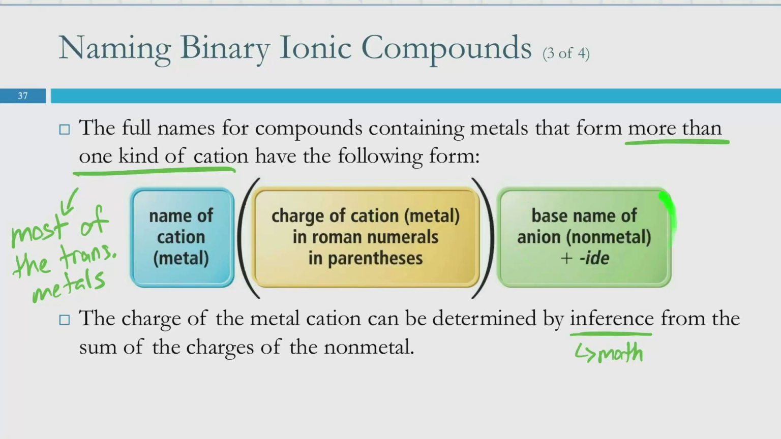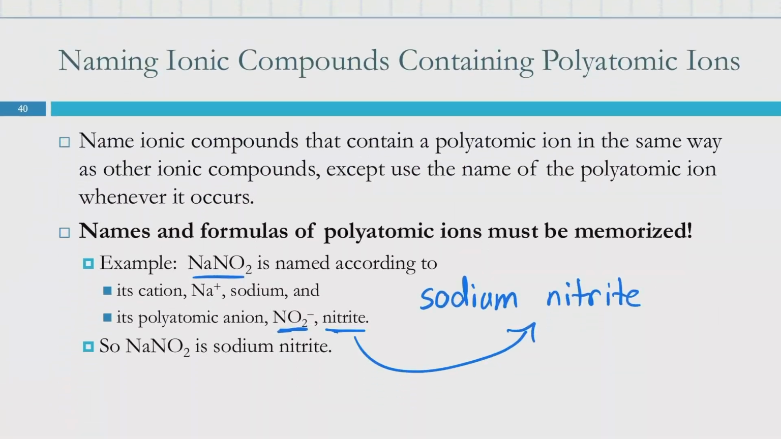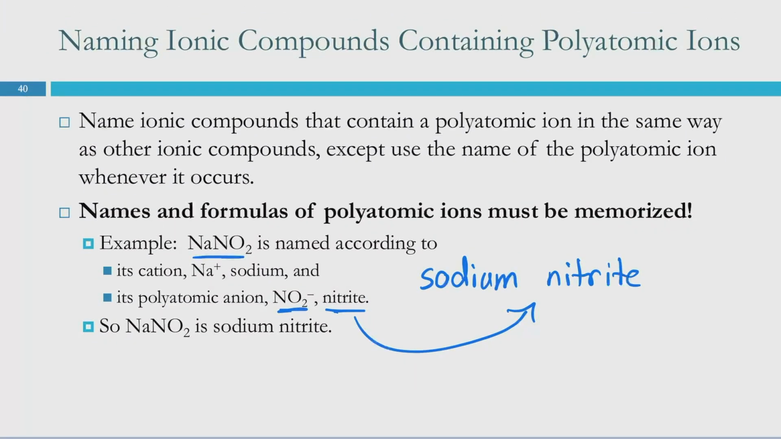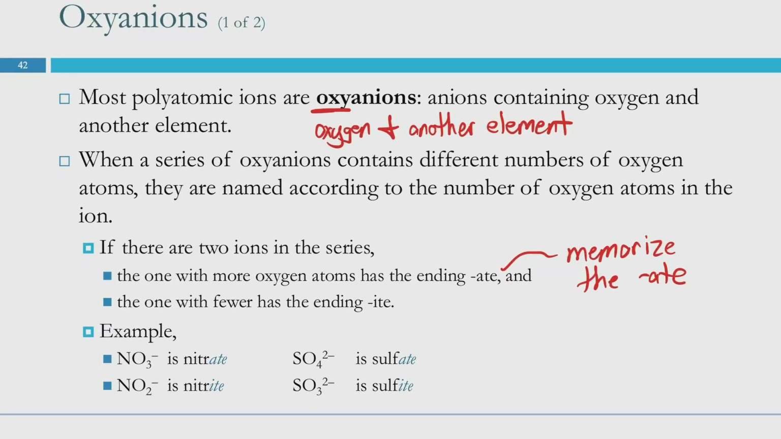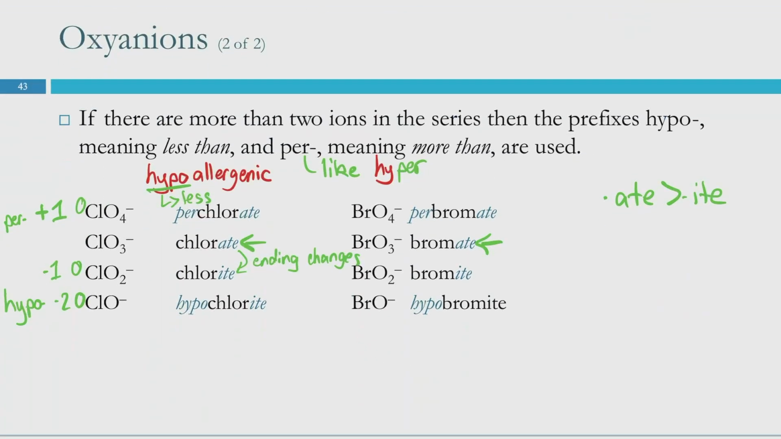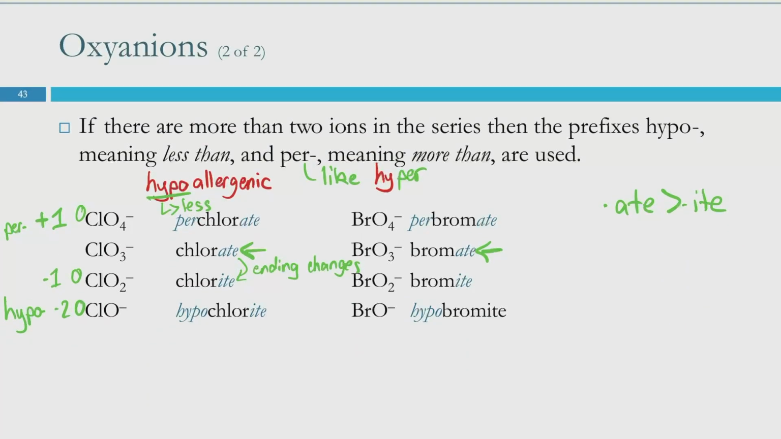And then we change the base name of the anion if it's a nonmetal to IDE, or we can also have polyatomic ions. Many of these have to be memorized, so there's a lot of naming to memorize. We talked about oxyanions. With oxyanions, we've got basically four forms. We've got the one that you would memorize with the arrows here, the ATE ending. Those are the ones that I recommend that you memorize. If you've got the green sheet handout, they're all listed there for you.